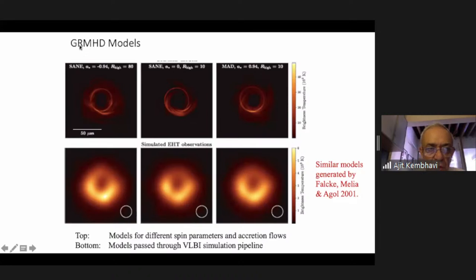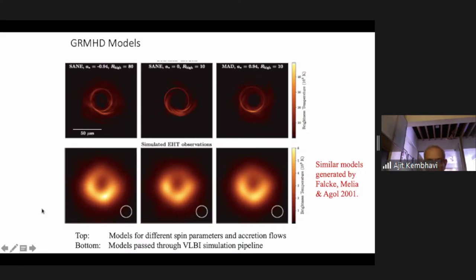These are what are known as general relativistic magneto-hydrodynamic models. So you see that this is the photon ring. It's actually the photon sphere, but you are seeing a section across the sky. And this is what you expect. But you observe it using a telescope, so there's a broadening from the telescope, which I just mentioned to you, and that gives you this.